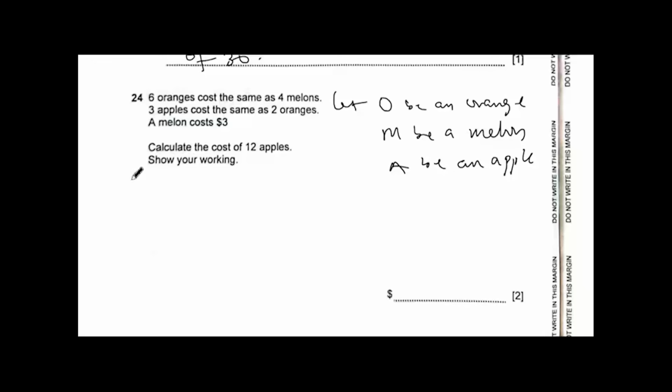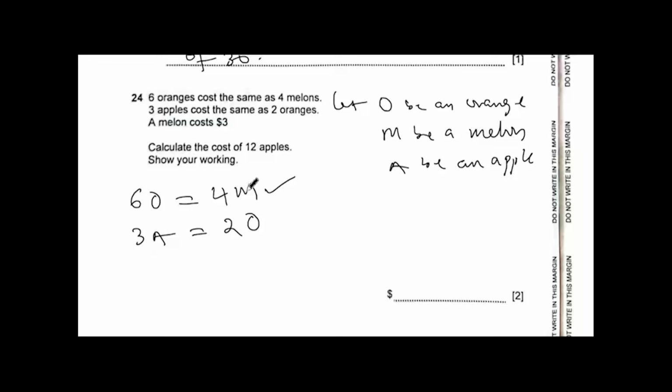So 6 oranges cost the same as 4 melons. That means 6O is the same as 4M. 3 apples, that is 3A, equals 2 oranges, that is 2O. So this is not 20, this is 2O. A melon costs $3. So we can start from here.